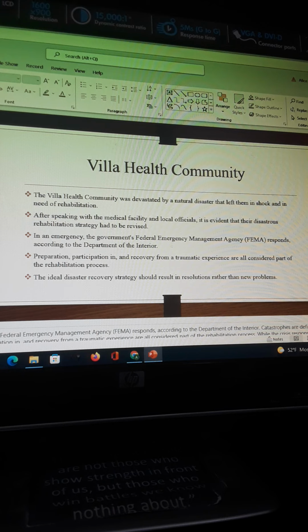In an emergency, the government's Federal Emergency Management Agency, also known as FEMA, responds accordingly to the Department of the Interior. Preparation, participation in, and recovery from a traumatic experience are all considered part of the rehabilitation process. The ideal disaster recovery strategy should result in resolutions rather than new problems.